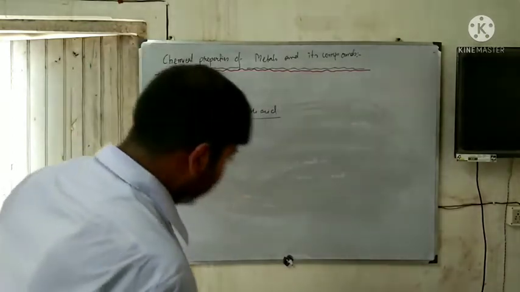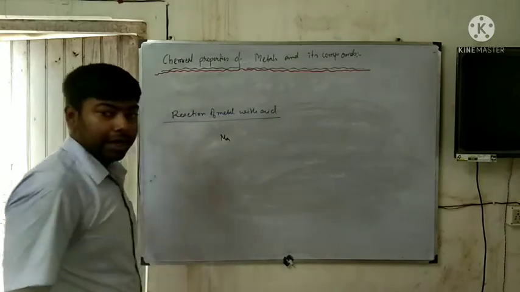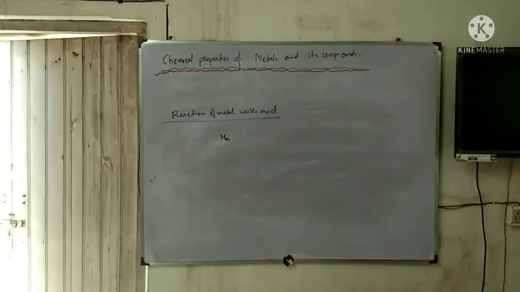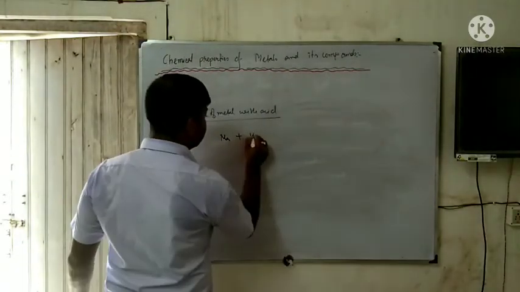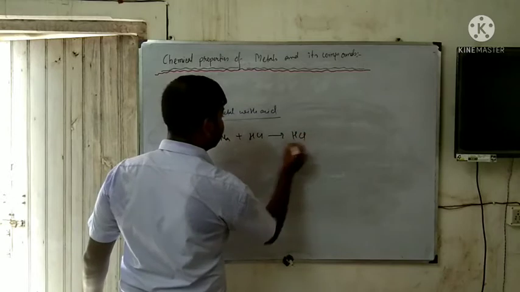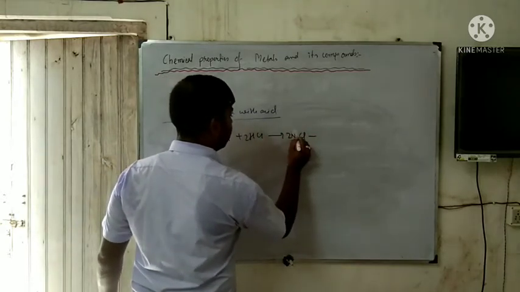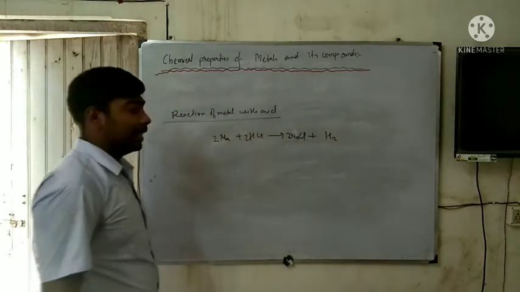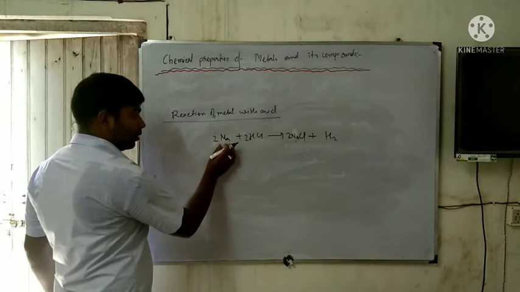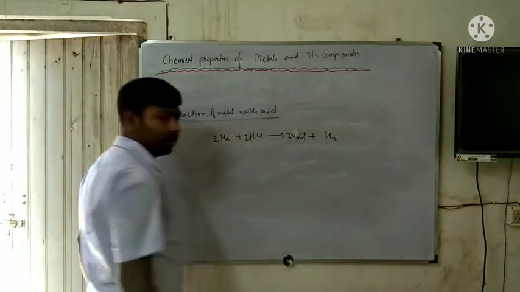If I take a metal, suppose the metal is sodium, which is very reactive, and it reacts with HCl, it can produce sodium chloride and hydrogen gas. So it is metal plus acid giving salt plus hydrogen.